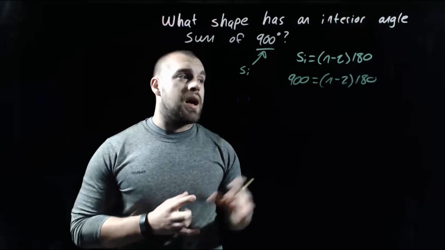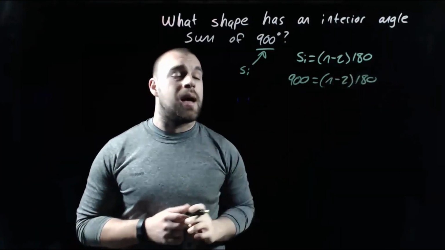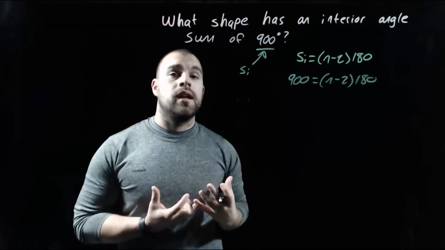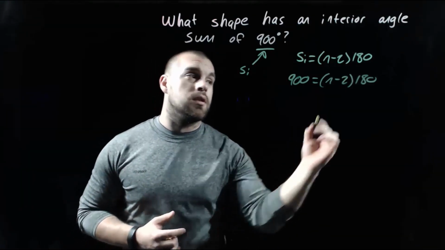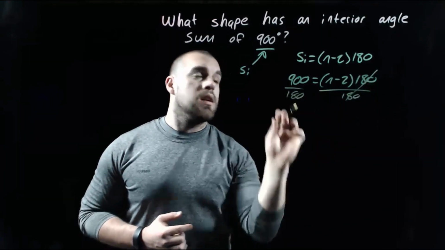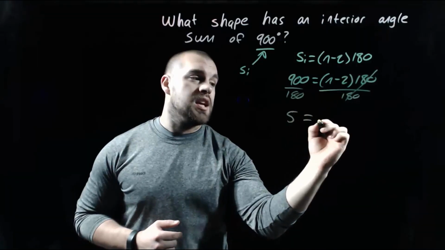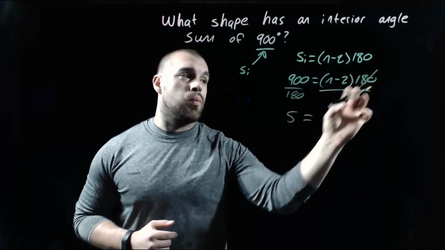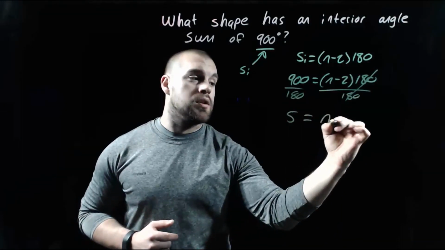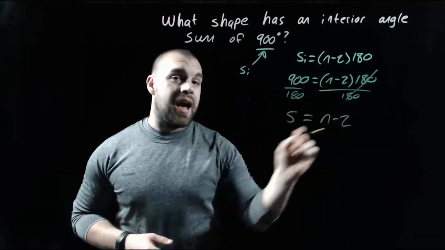itself. Right now, n is trapped inside of parentheses by this multiplication that's happening with the 180. So in order to get rid of multiplication, we have to do division. So I'm going to divide both sides by 180. Now on the left-hand side, if we take 900 divided by 180, we get 5 equals, on the right-hand side, those 180s cancel out, so all we have left over is the n minus 2. Now in order to get n all by itself, we have to add the 2.